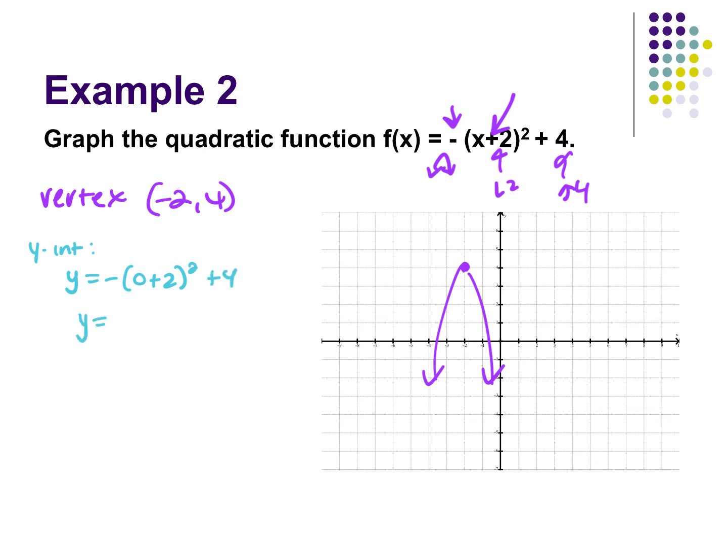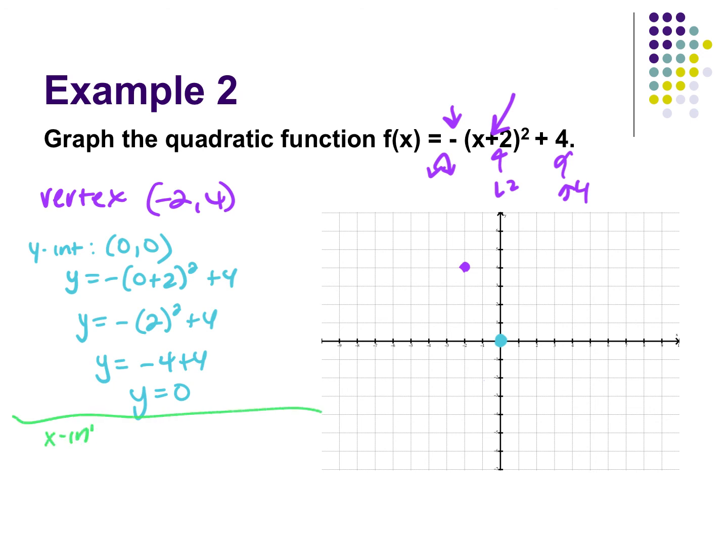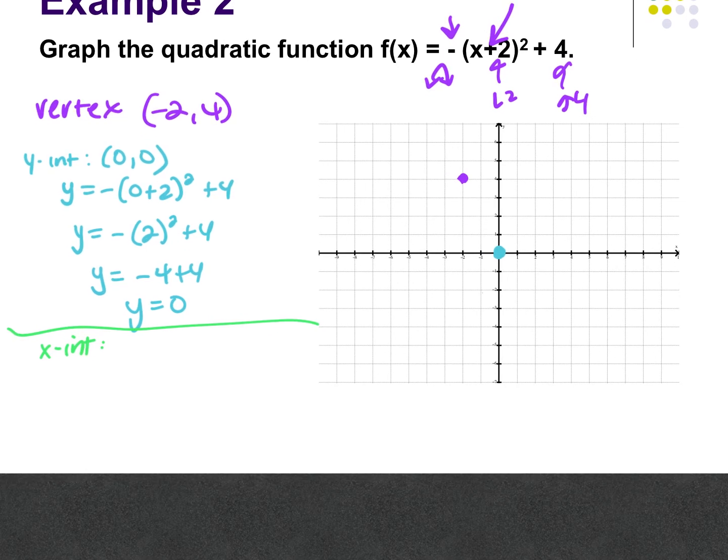I get y equals -2 squared plus 4, -4 plus 4, which is 0. So now I already know this. Zero, zero is my y-intercept. Now I have to find my x-intercept. Because it was zero, zero, I know I have zero, zero as an x-intercept.